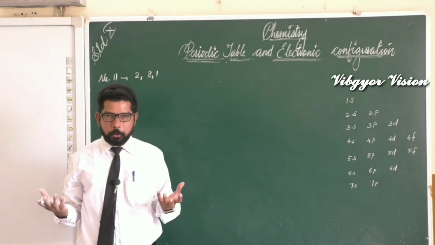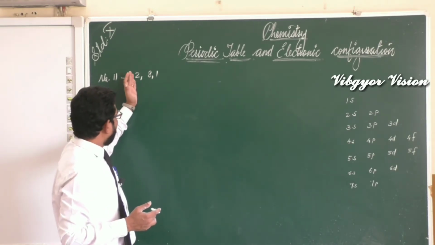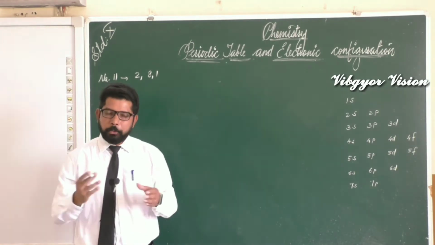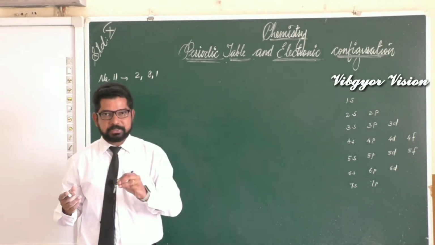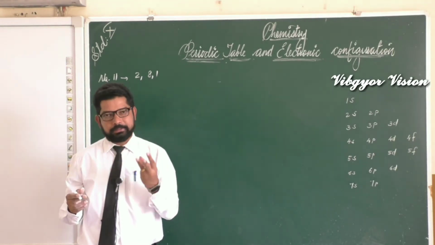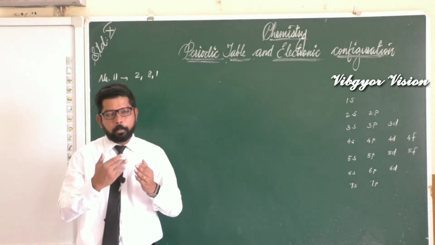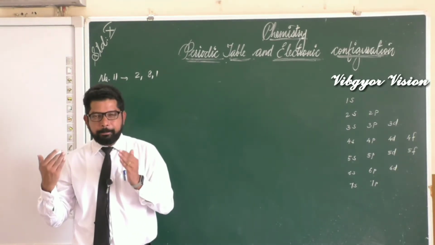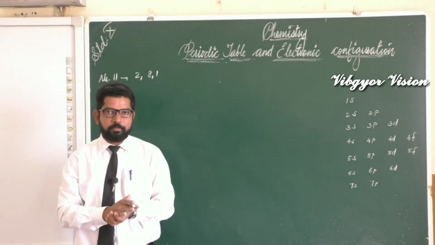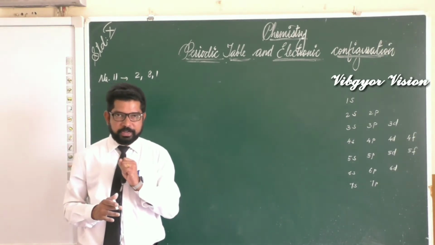Sodium belongs to the first group, and how many orbits or shells are here? 1, 2, 3. So there are 3 shells, so it belongs to the third period. What is its group and period? Group 1 and period 3. In this way we can find out the position of the element in the periodic table if we know the atomic number and electronic configuration. If we know the atomic number, then only we can write the electronic configuration.